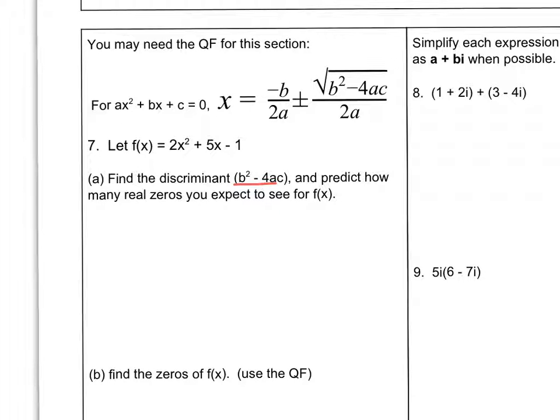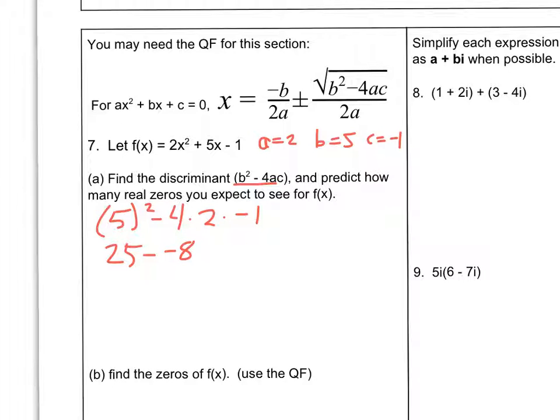For 7a, we're looking at the discriminant, which is defined as b squared minus 4ac. In this case, I'm just going to label a as equal to 2, b is equal to 5, c is equal to negative 1. So when we do b squared minus 4ac, it's going to be 5 squared minus 4 times 2 times negative 1. So we got 25, and I know I have to do order of operations. And I'm going to have minus 4 times 2 is 8. 8 times negative 1 is negative 8. Minus negative is going to be 25 plus 8, which is 33.